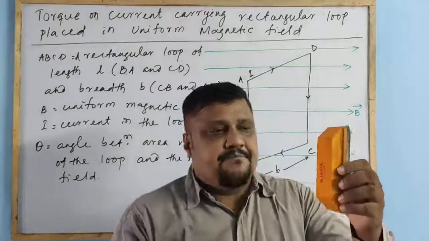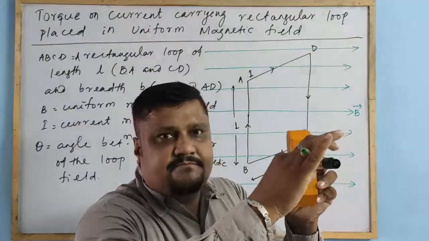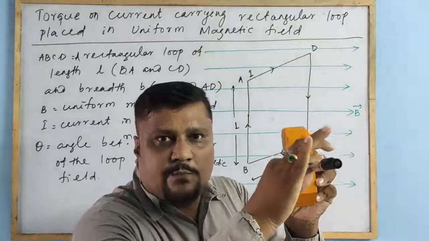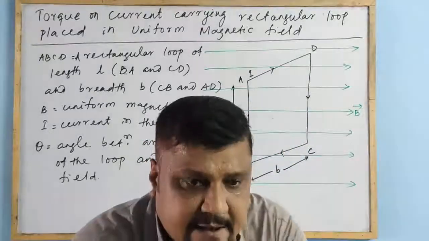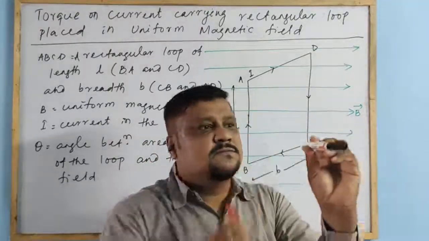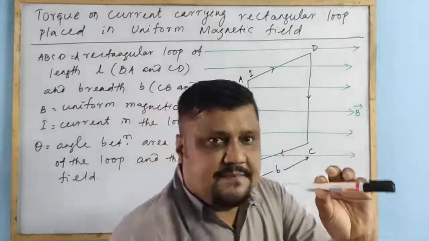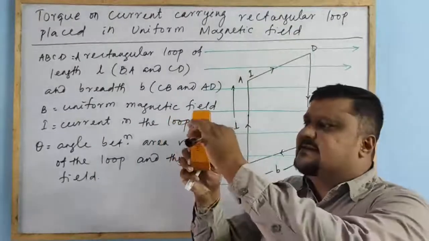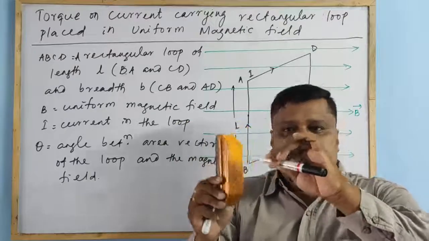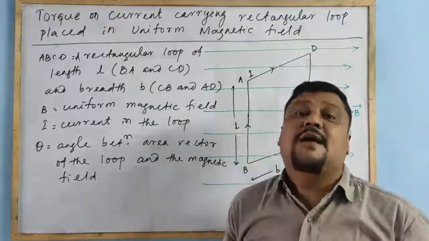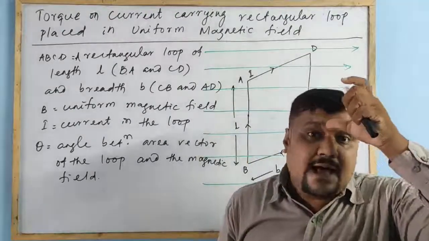I am repeating again. If this is the loop, let this be the area vector. This is the area vector perpendicular to the loop. This area vector makes an angle theta with the magnetic field. If the loop is rotated, the area vector is also rotated, like this. So the area vector is the normal to the plane of the loop.